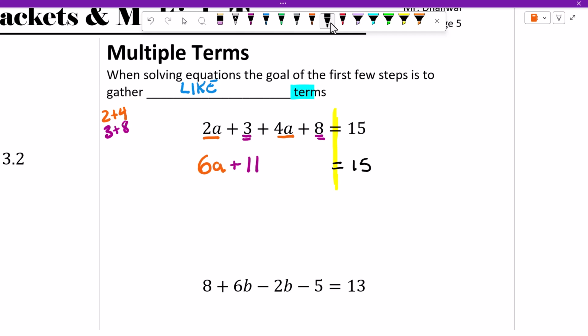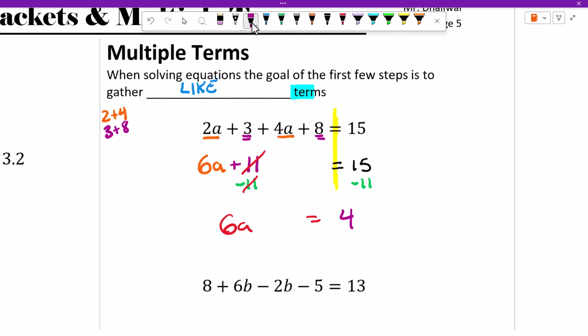So we go like this. We cover it up. We have a 6A and 11. Which one do we get rid of first? 11, the constant. Do we add or subtract to get rid of the 11? Subtract. That's why it's important to keep that sign there, so you know what the sign is. So we do the opposite. Subtract 11 here, subtract 11 here. We do our canceling. We're left with a 6A, and on the other side, we're left with a 4. 15 minus 11.